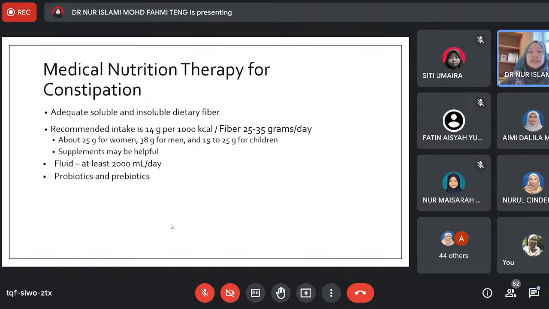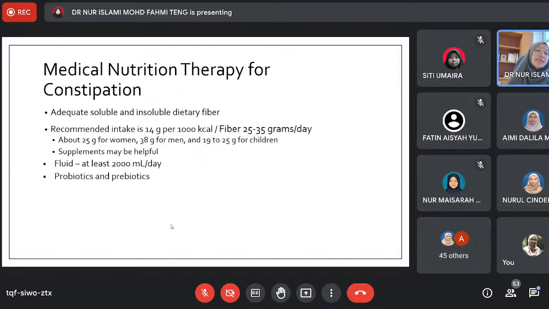Okay, we have looked into the nutrition assessment and nutrition diagnosis. Now let us look at the MNT. So we suggest adequate soluble and also insoluble dietary fiber. And so we know that, what is soluble fiber, what is insoluble fiber? So soluble fiber dissolves in water.